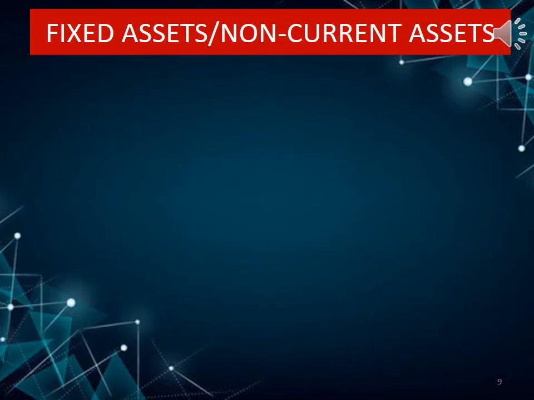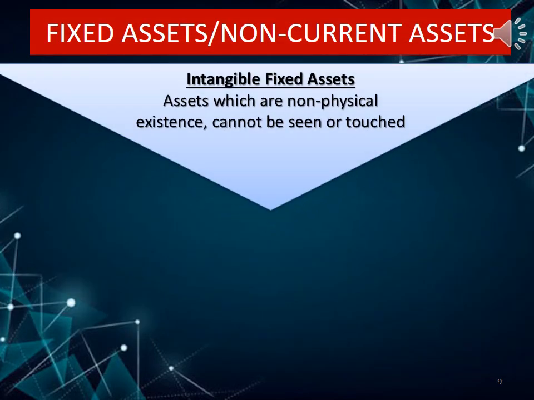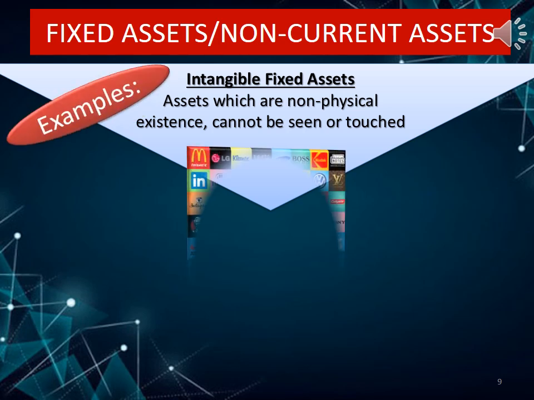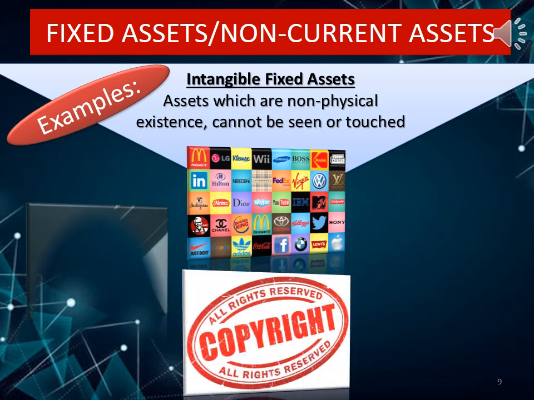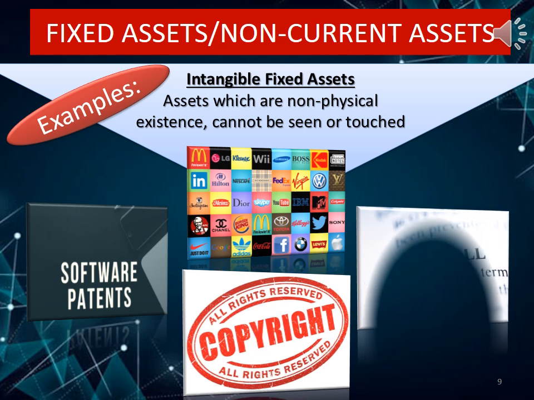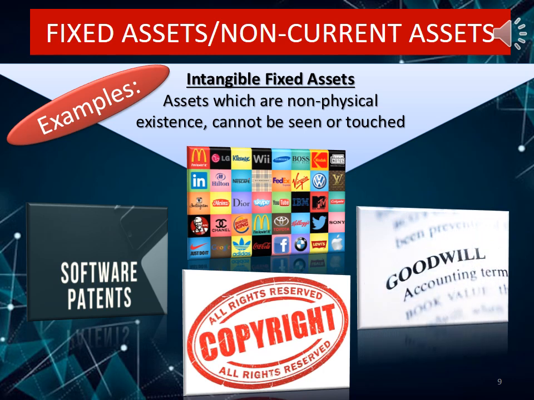Second, intangible assets. These are assets of non-physical existence that cannot be seen or touched. Examples: brand and trademark, copyrights, patents, and goodwill. The first 3 examples are quite familiar to us except for goodwill. What is goodwill? I will further explain about goodwill.